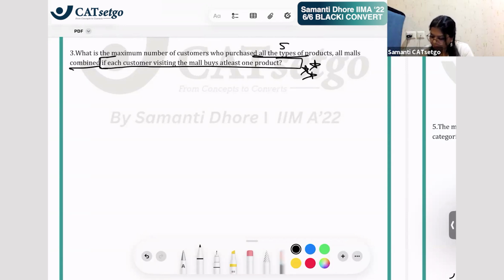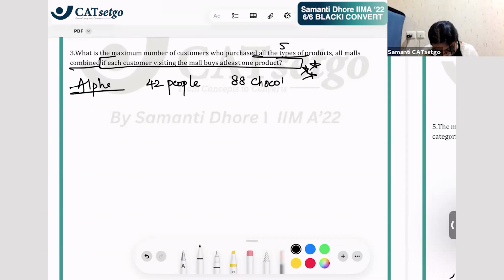Alpha mall ka batao mujhe. Tell me for Alpha mall. Alpha mall is what? 42 people are there. Total 88 chocolates are there. Chalo, let's do it together. So we have 42 people standing in a queue. We are supposed to give one chocolate to each for sure, because chocolates are basically products bought in this question, and every person is buying one product, means every person is getting at least one chocolate.